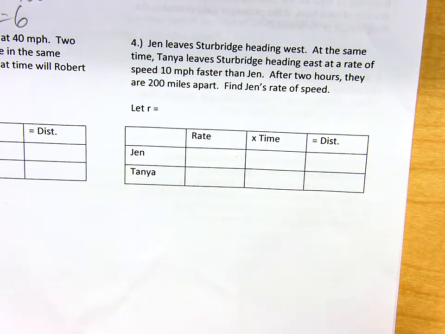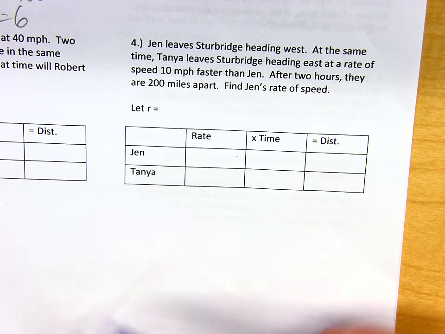So here we are, number 4 on this sheet, another distance problem. Let's read what's going on and see if we can figure this out. Jen leaves Sturbridge heading west. At the same time, Tanya leaves Sturbridge heading east at a rate of speed 10 miles per hour faster than Jen. After 2 hours, they are 200 miles apart. Find Jen's rate of speed.